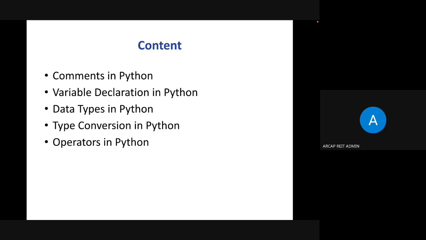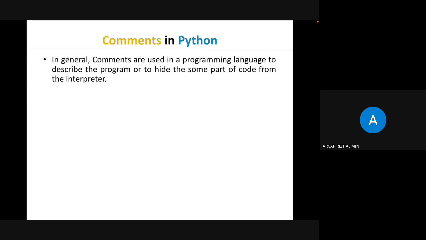Right? So, comments in Python. In general, comments are used in a programming language to describe a program or hide some part of the code from the interpreter. So why are comments necessary? You started writing 10 lines of code, 20 lines, 30 lines. You started writing 1000 lines of code. But obviously you may be forgetting why you have written some code in the 40th or 50th line.